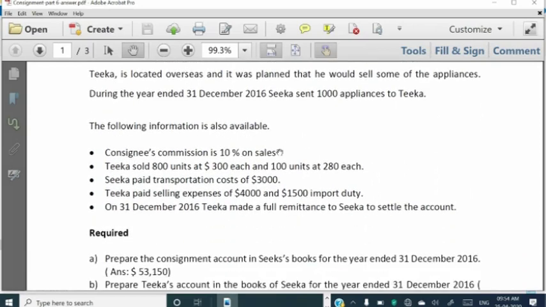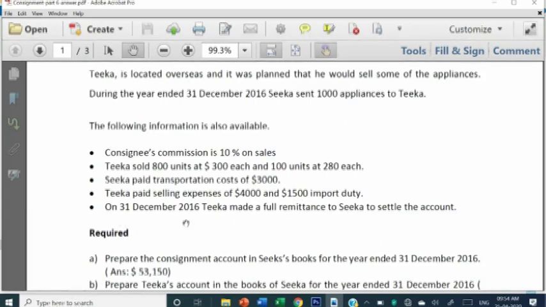Consignee's commission 10% on sales. Tika sold 800 units at 300 each and 100 units at 280 each. Sika paid transportation cost 3000. Tika paid selling expenses 4000 and 1500 import duty. On 31st December 2016, Tika made a full remittance to Sika to settle the account.